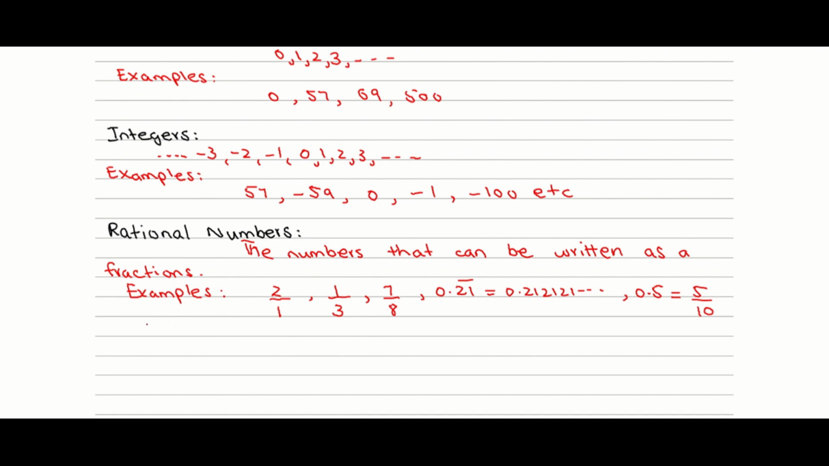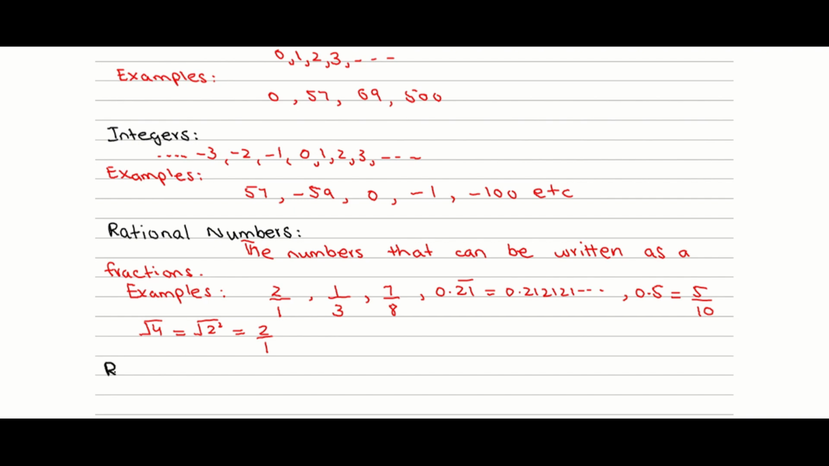Another example can be the square root of 4. Why is the square root of 4 a rational number? Because you can write the square root of 4 as the square root of 2 squared, and the square root and the square cancel out. So you are only left with 2. Because it's just 2, and 2 can be written as 2 over 1, it's a rational number.